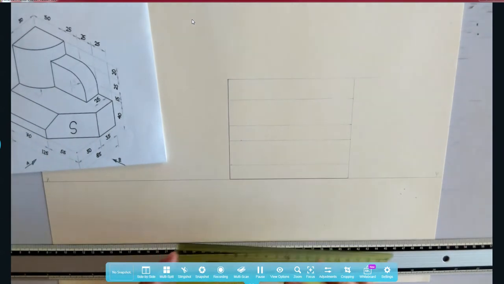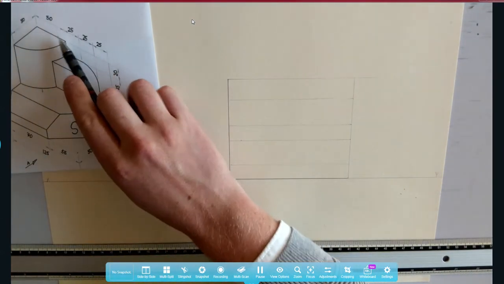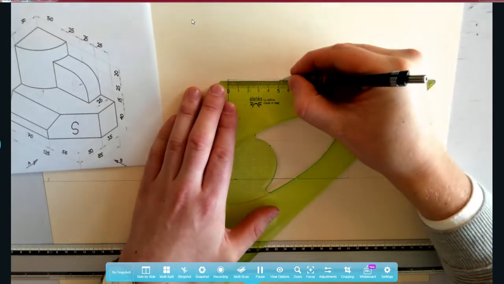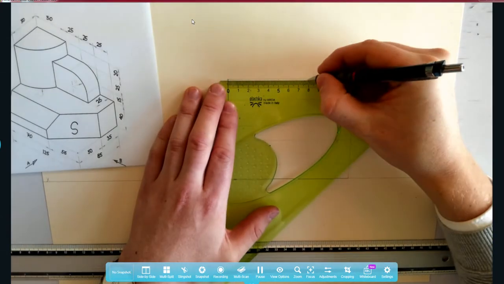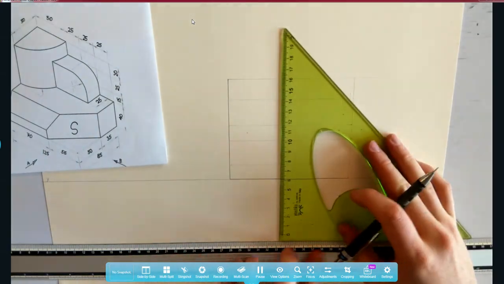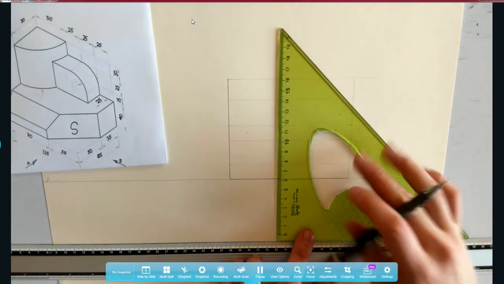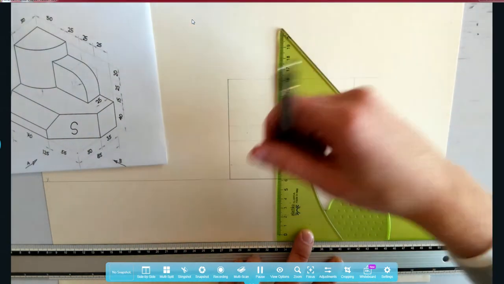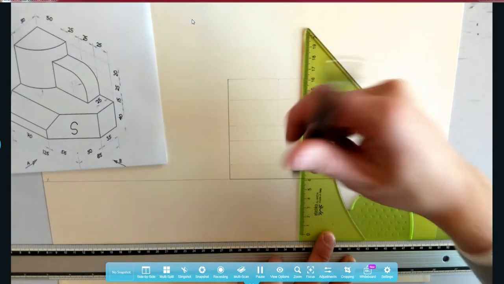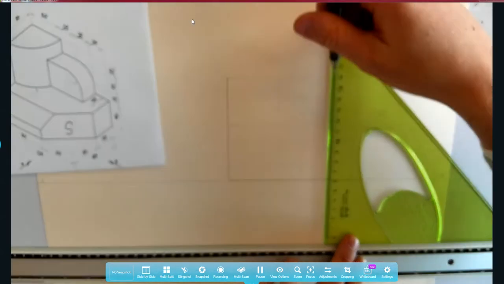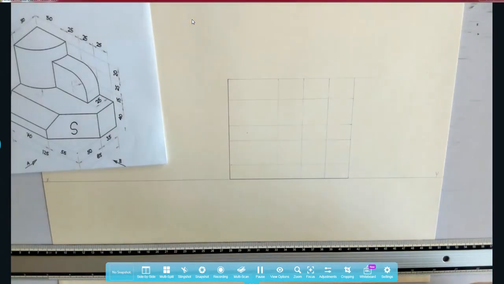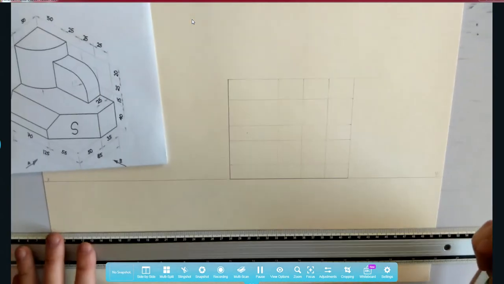Okay, so now I'm going to get my widths. On the top here we're given widths of 50, 25, 25 and 25. So I'll mark them off. 50, 25, 25 and 25. Send them down. Okay, so that's our elevation grid now drawn.